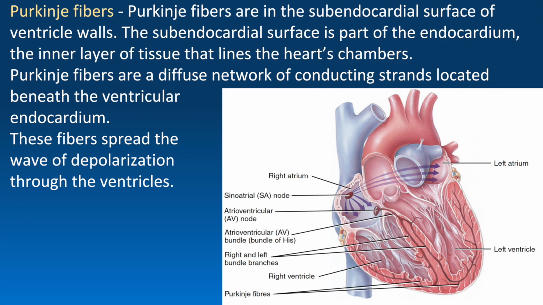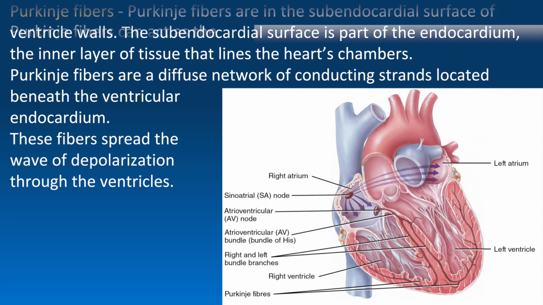Next are the Purkinje fibers. Purkinje fibers are in the subendocardial surface of the ventricle walls. The subendocardial surface is the part of the endocardium, the inner layer of tissue that lines the heart's chambers. Purkinje fibers are a diffuse network of conducting strands located beneath the ventricular endocardium. These fibers spread the wave of depolarization through the ventricles.